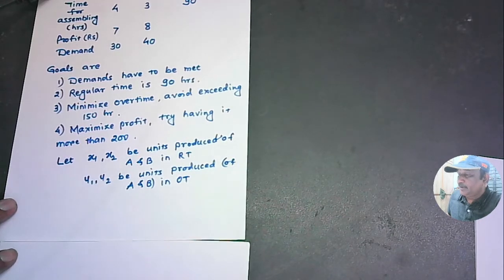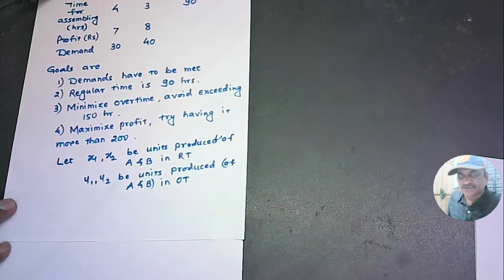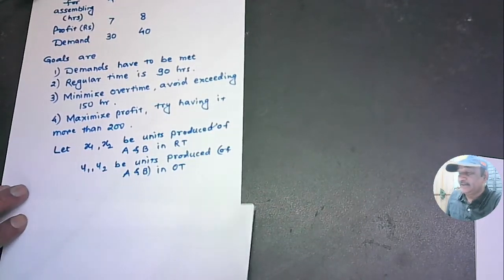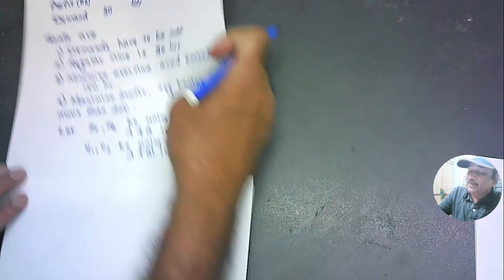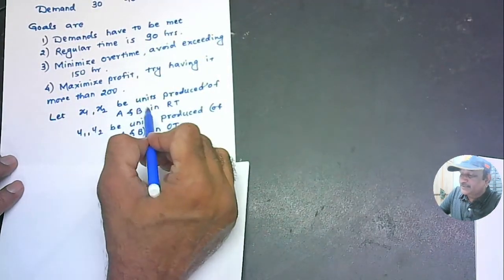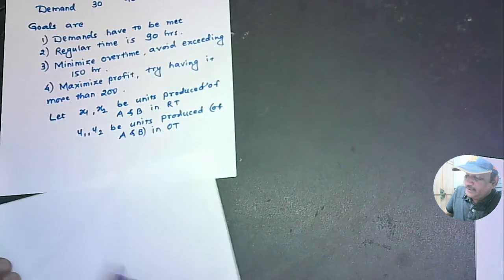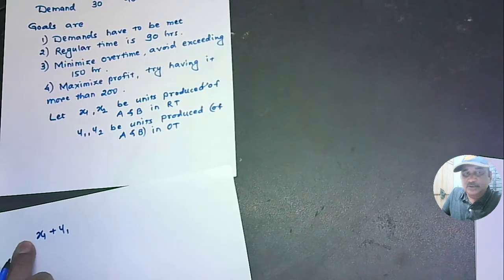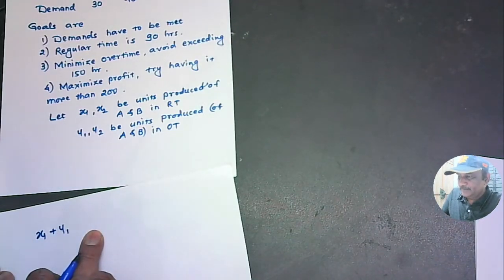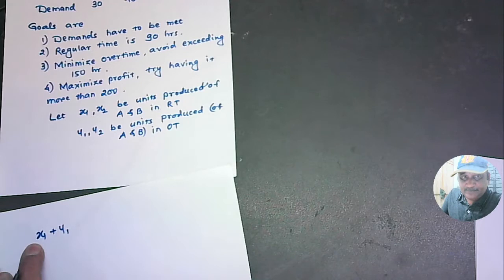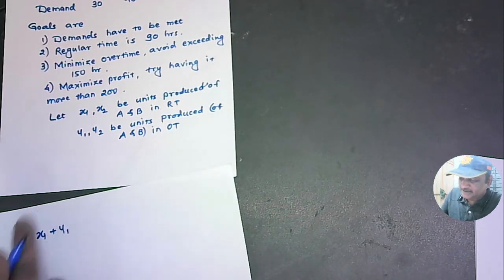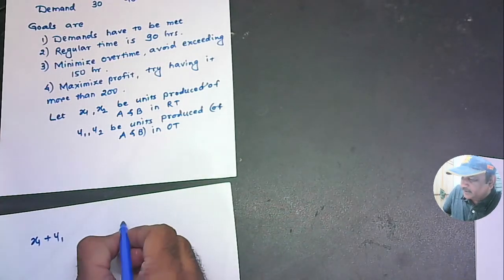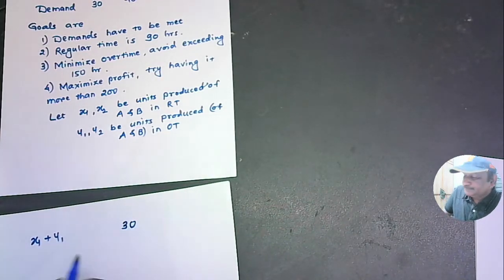Demand for product A is 30. What is the demand for product A? Now how am I going to get product A? Product A I am going to get by regular hours production and overtime hours production. So I can write X1 plus Y1. X1 is regular time production, Y1 is overtime production, and this is the production of item A, and the demand for that is 30. 30 I am going to write this side, right?